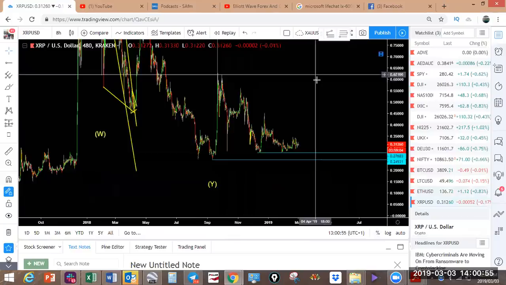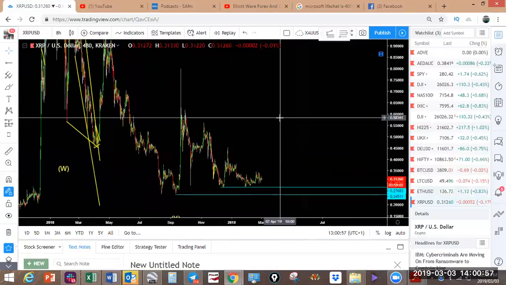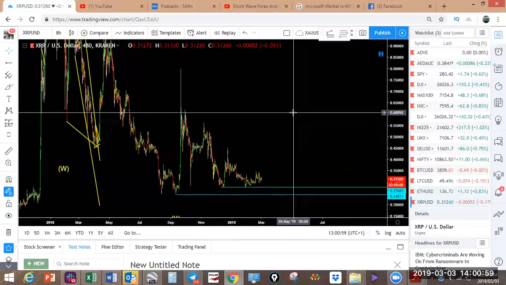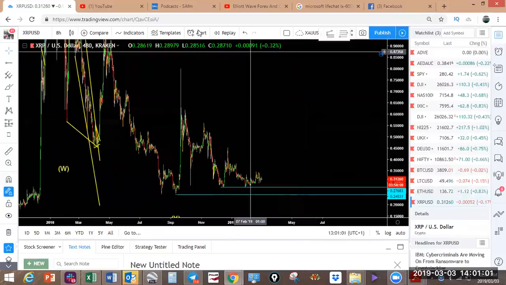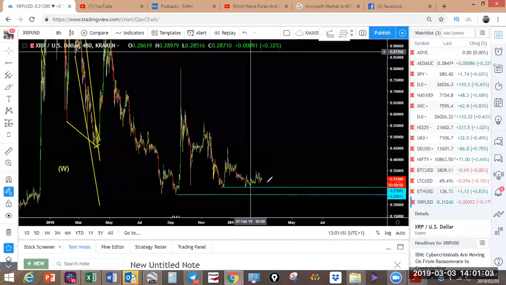I'll show you why we wanted to reset that level. It is not a support or resistance level. I like to call it a structural level. There is a difference. I don't trade support or resistance. They just never worked for me.